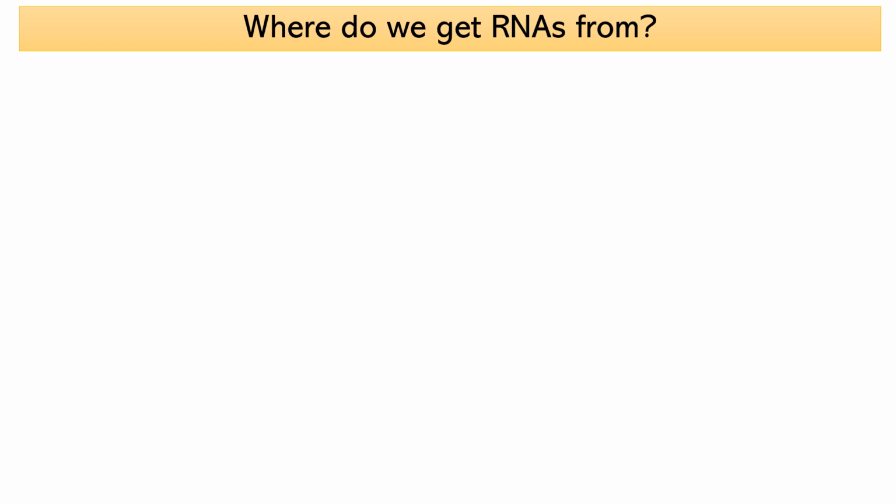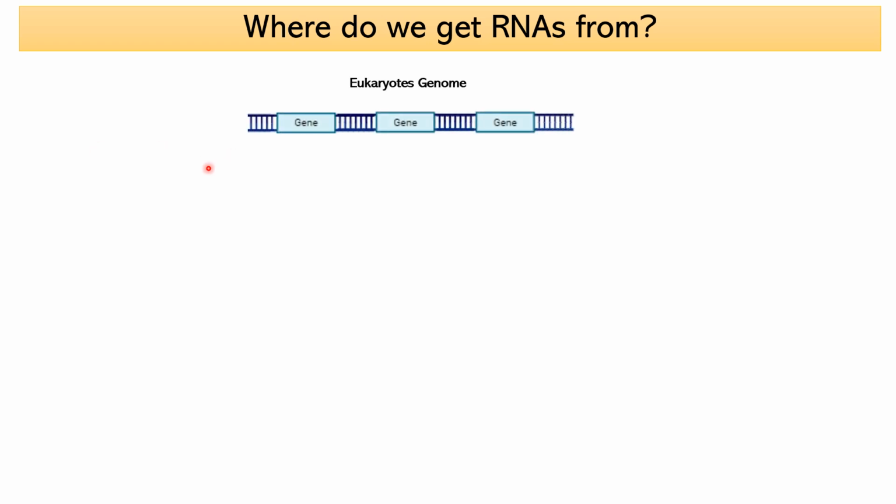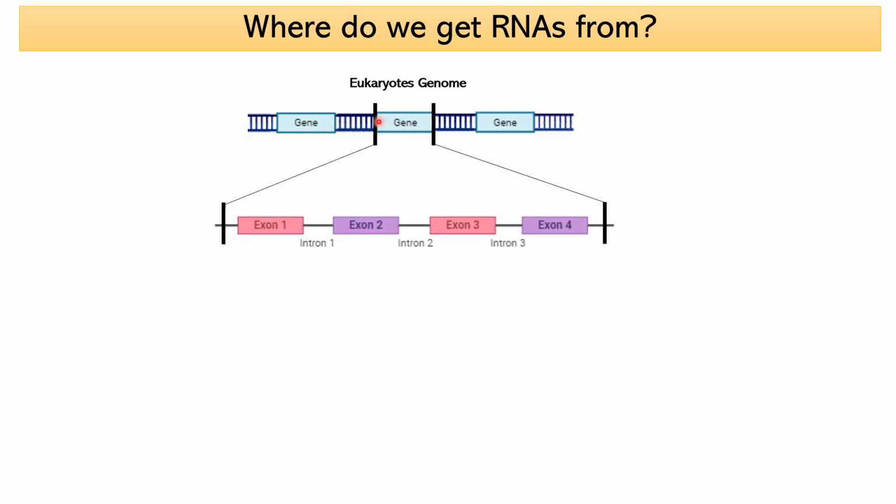So after we got introduced to the RNA structure and we now understand what components form the RNA molecule, now we need to know where we get RNAs from. So everything starts from the DNA. In eukaryote genomes there are areas of the DNA called genes. Within each gene there are different regions, some called exons and some called introns. Exons are the regions known as protein coding regions, and introns are the non-coding regions.